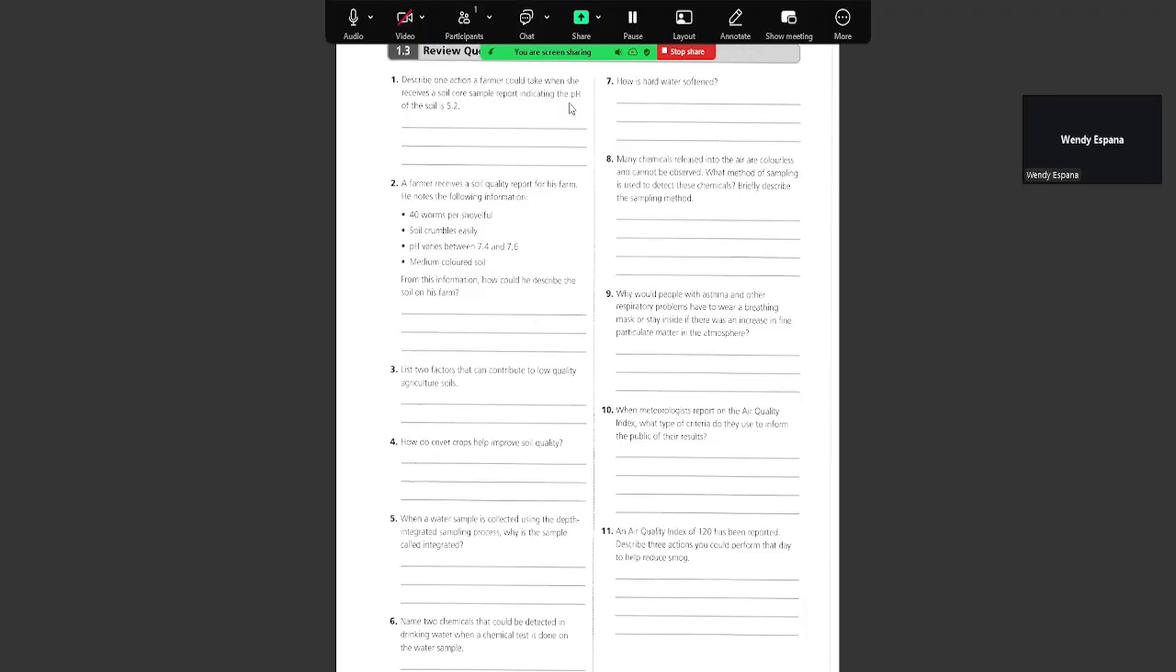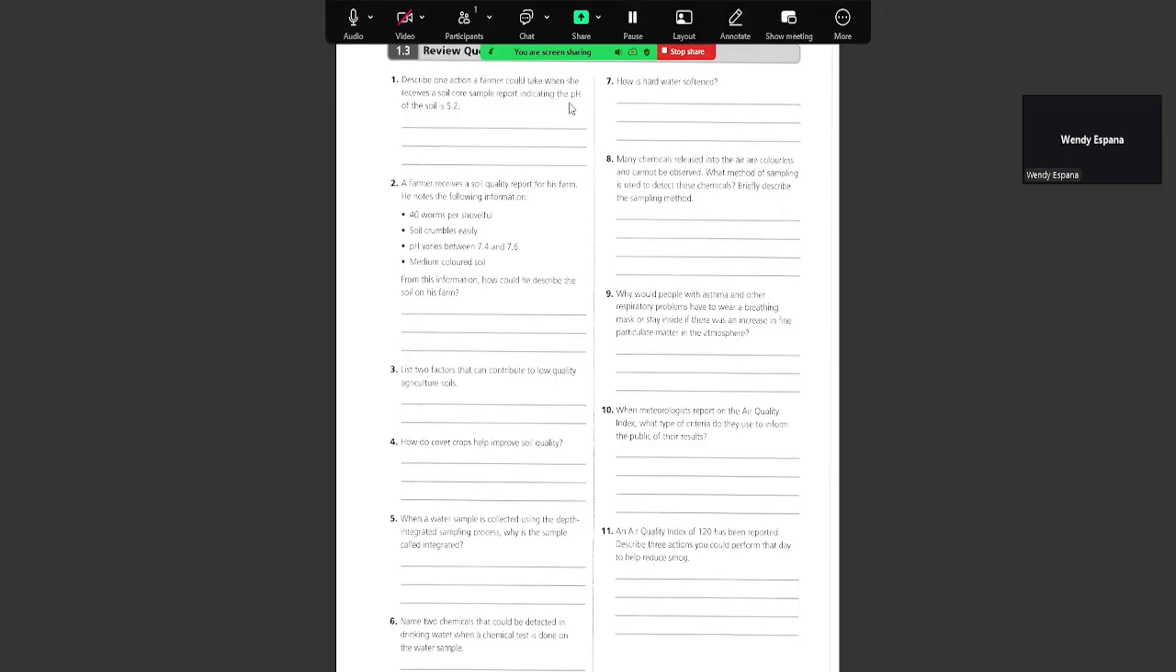Question 7 is not listed in the booklet. You do not have to do it. So do not do question 7. You can go right to question 8. Question 8 is many chemicals released into the air are colorless and they cannot be observed. What method of sampling is used to detect these chemicals?